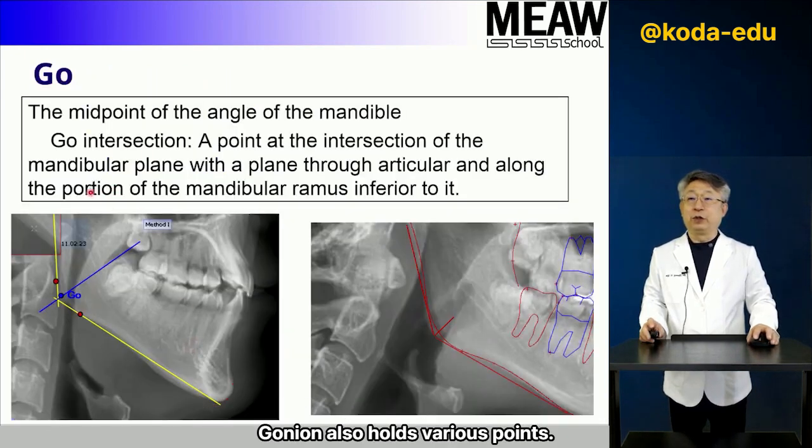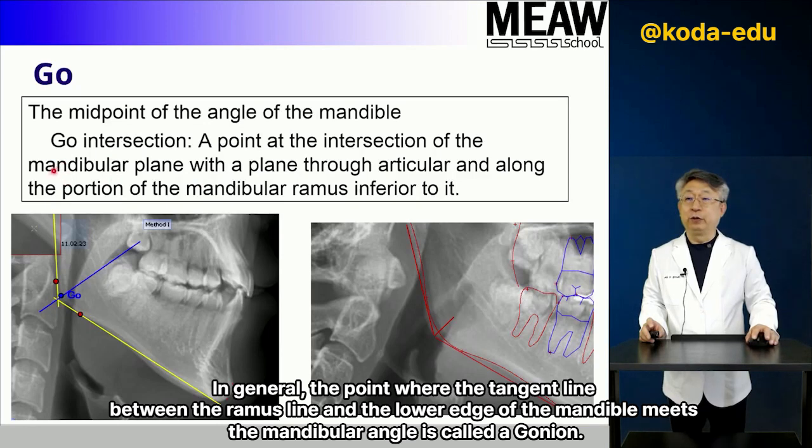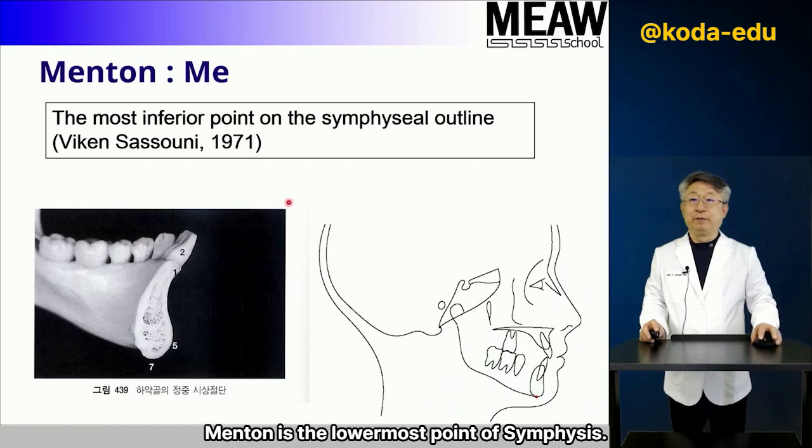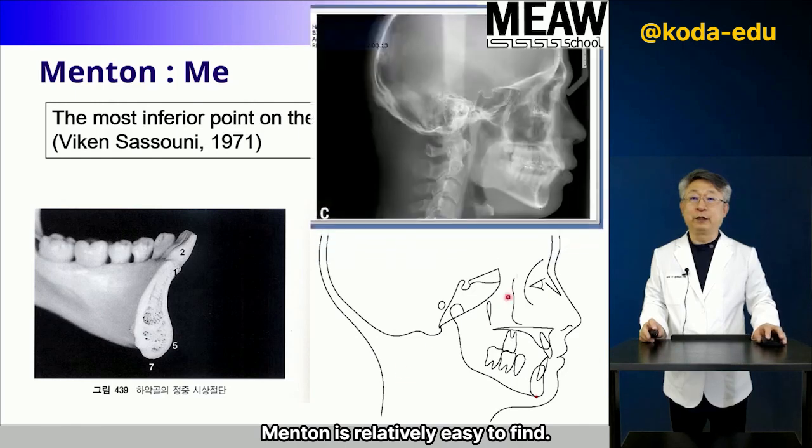Gonion also has various definitions. In general, the point where the tangent line between the ramus line and the lower edge of the mandible meets, the mandibular angle, is called the gonion. Menton is the lowermost point of the symphysis. Menton is relatively easy to find.